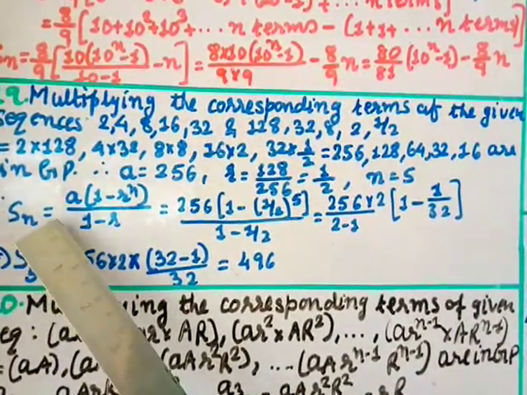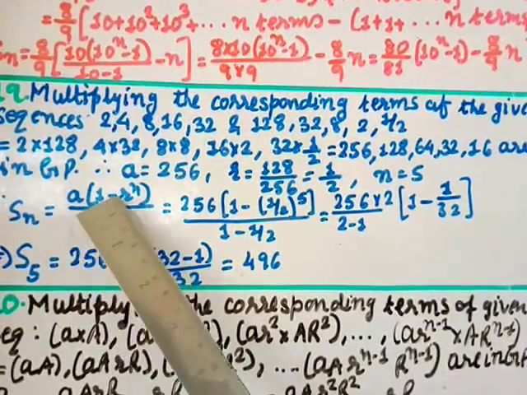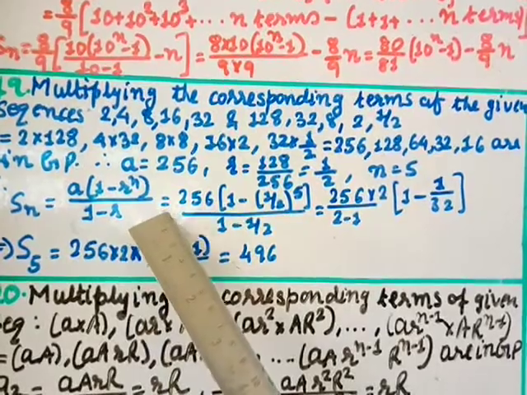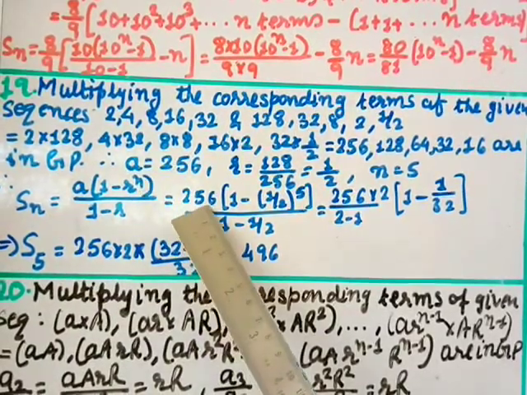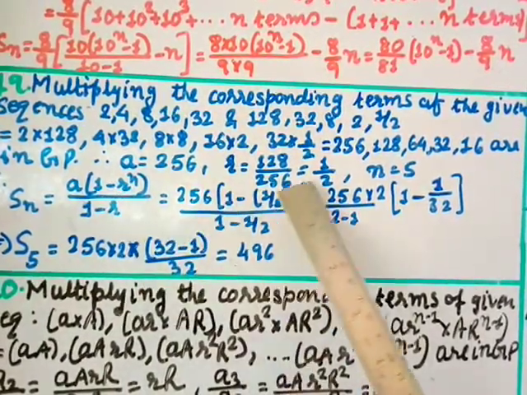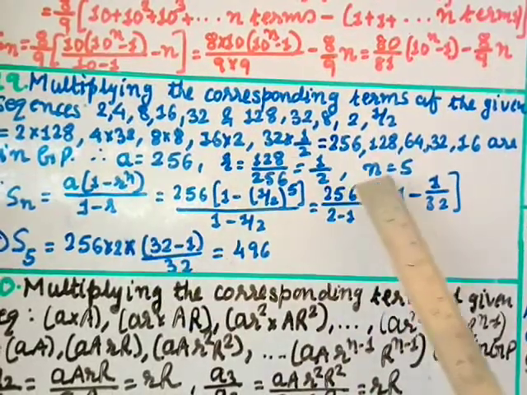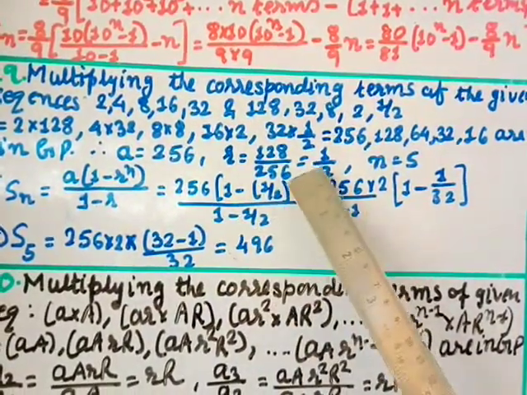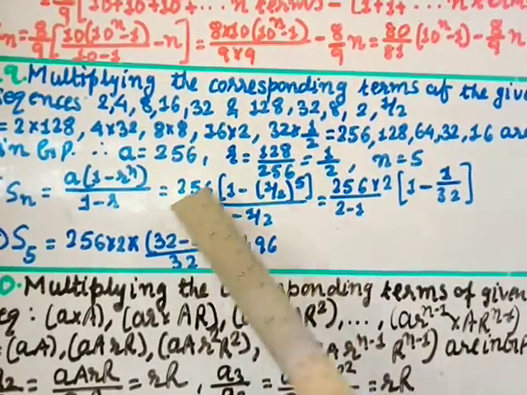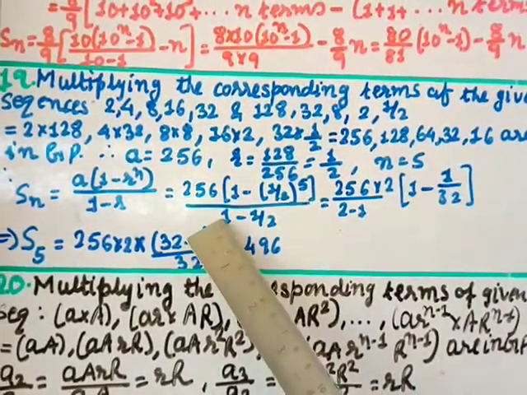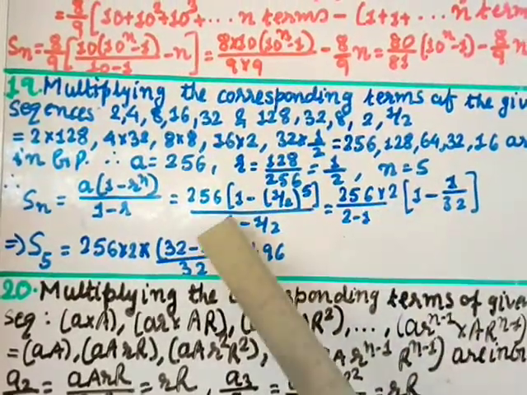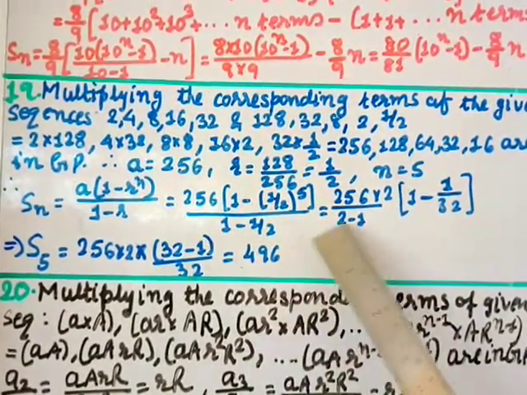Now the sum Sn, the formula is A into 1 minus r power n divided by 1 minus r, equal to A value is 256 into 1 minus 1 by 2 power n is 5, so power 5, divided by 1 minus r, so 1 minus r is 1 by 2, equal to 256 as it is. If you take LCM here, so 2 minus 1, and this denominator 2 take here, so I have written here, and here 1, here you take LCM, so 2 minus 1 here.